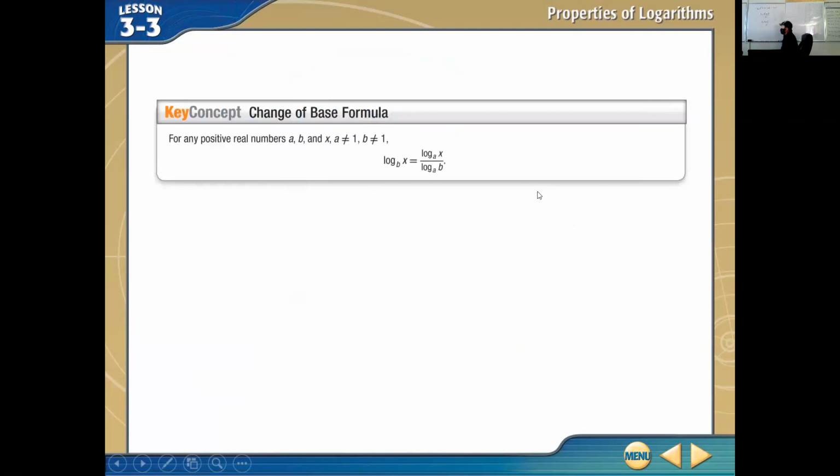All right, here is probably the most helpful formula that you would need, especially when it comes to logarithms. What this does is it allows you to use the calculator on logarithms that are different than the natural log and the common log. So it allows you to use your calculator.